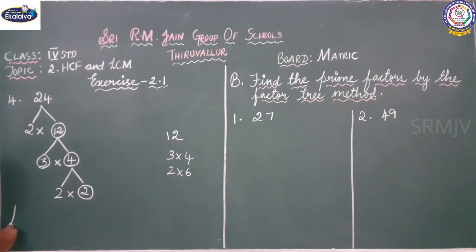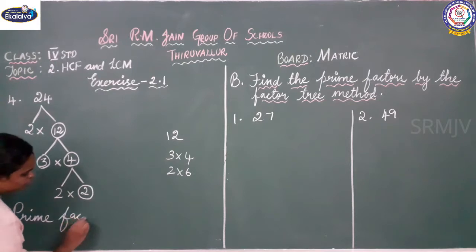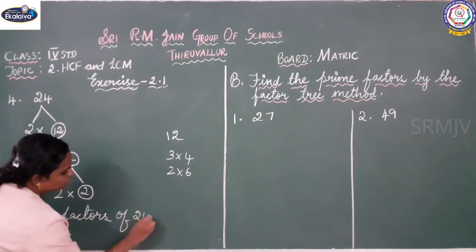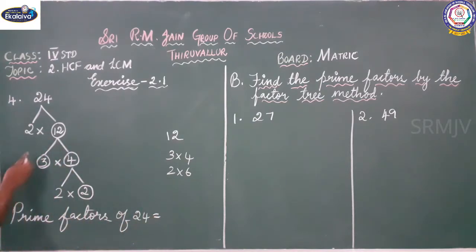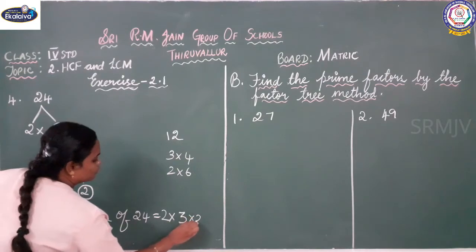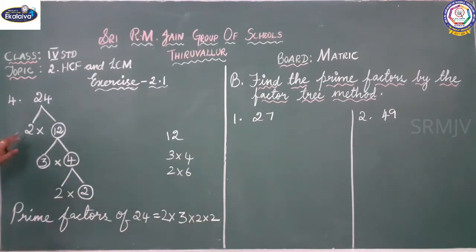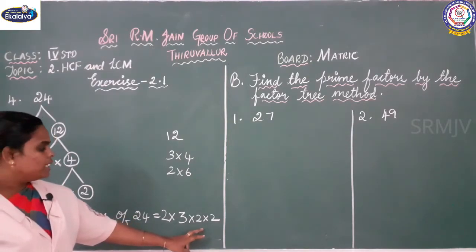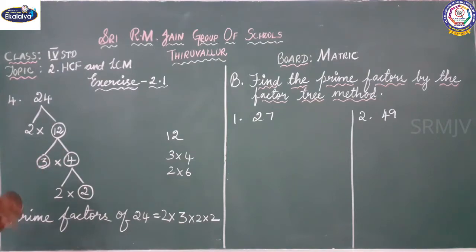So what are the prime factors of 24? Prime factors of 24 equal to, you should write only the prime numbers. 2 into 3 into 2 into 2. So 2 3s are 6, 6 2s are 12, 12 2s are 24.